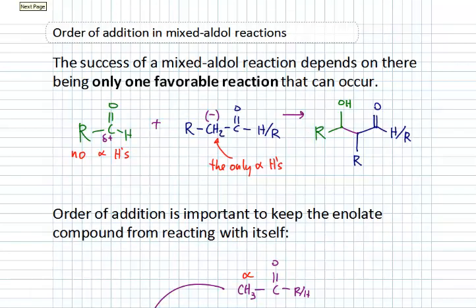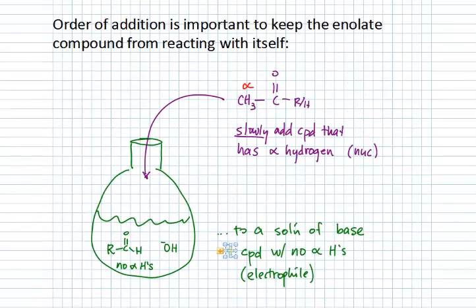Now, to make sure that that works, just like we said, it's best that there's really only one favorable reaction that can occur. If there are multiple possible favorable reactions, you're going to get a mixture of products. So if you have, like we said, a compound that only has one set of alpha hydrogens, we can selectively get that to add to a compound with no alpha hydrogens. But the order of addition is important to prevent the enolate from reacting with itself, from doing a self-condensation.